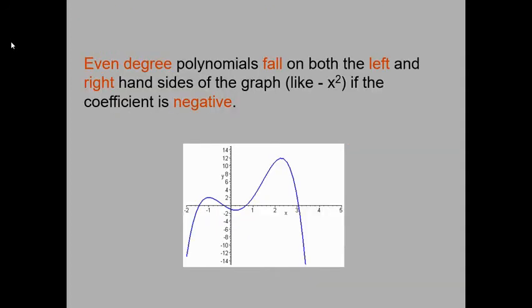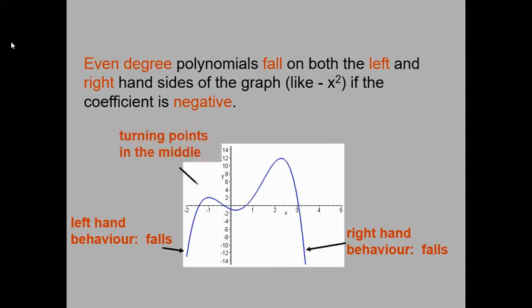Even degree polynomials fall on both the left side and the right-hand sides of the graph, like negative x squared, if the coefficient is negative. Left-hand behavior falls, right-hand behavior falls. Turning points in the middle.